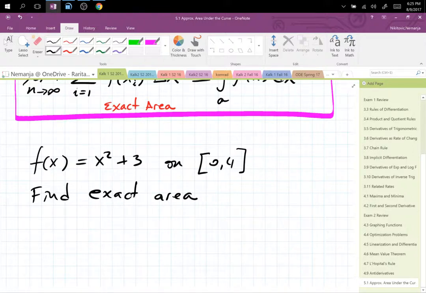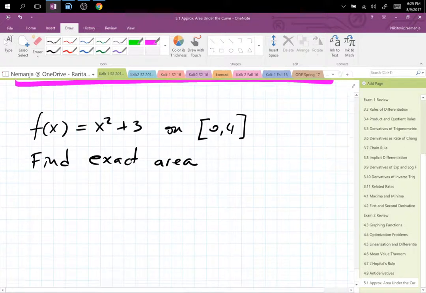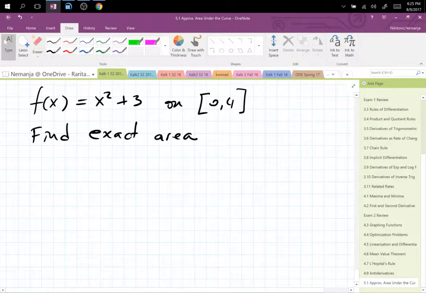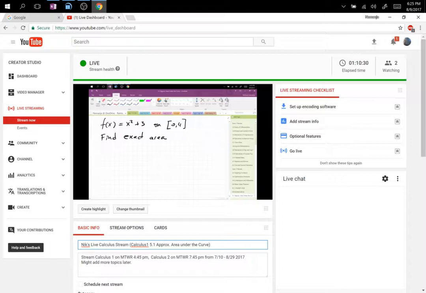Start on a fresh page. It takes some space. Ready? Is the stream still on? All right, good.